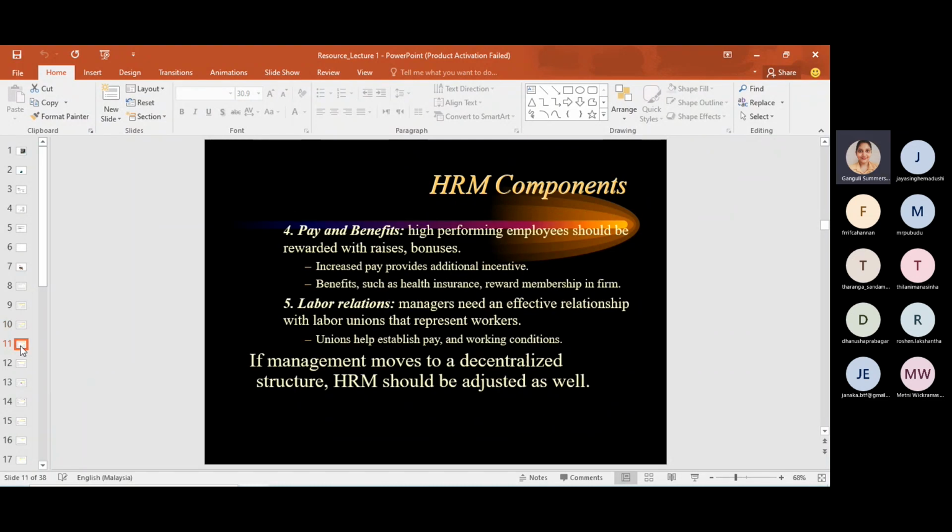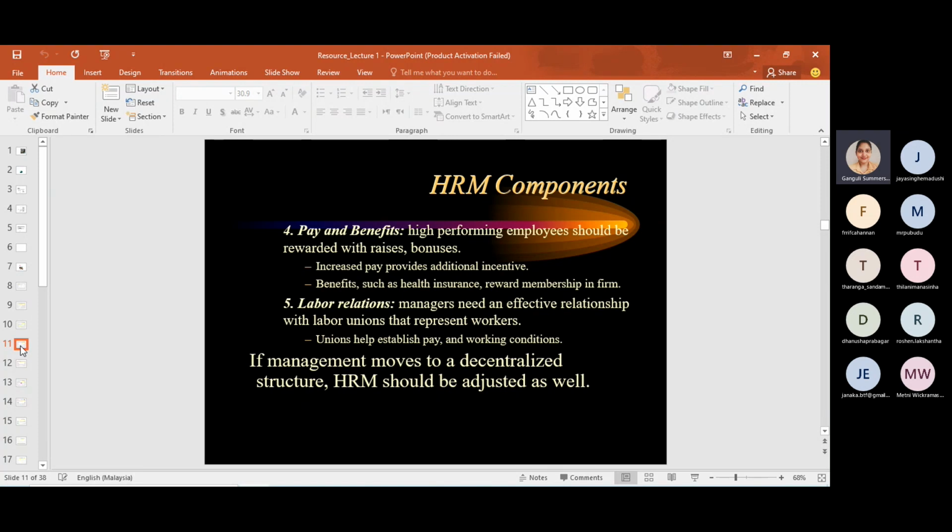And then the next HRM component, pay and benefits. Pay means your salary and benefits means, as I told you earlier, benefits such as health insurance, reward, membership in the firm. Those are some examples for benefits. So pay means your salary and benefits means things like health insurance, medical insurance, and memberships.